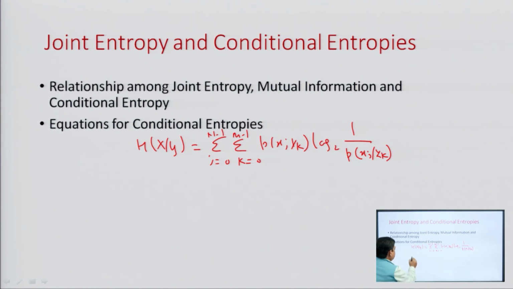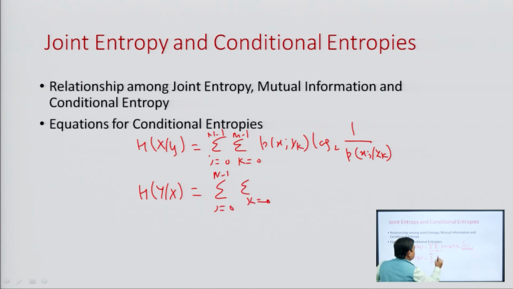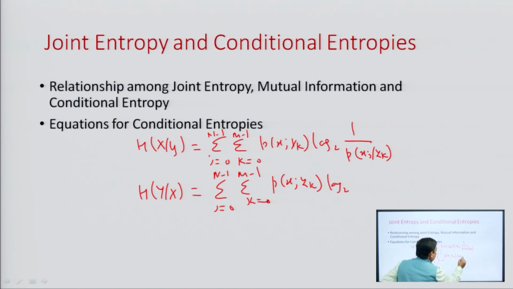Now, H(Y|X), the same way, can be calculated with summation j equal to 0 to n minus 1, summation k equal to 0 to m minus 1, joint probability p(x_j, y_k) into log base 2 of 1 upon p(y_k | x_j), only this difference.